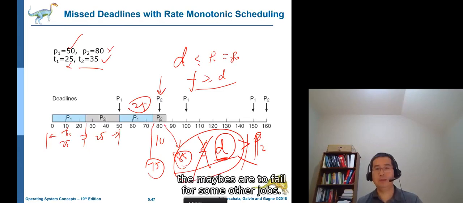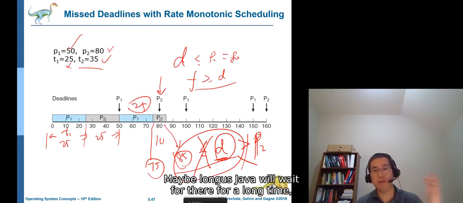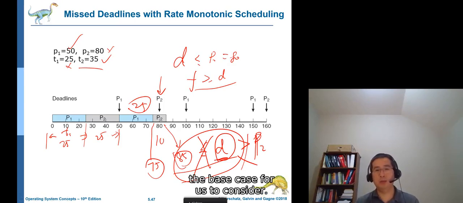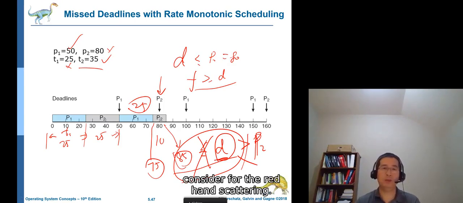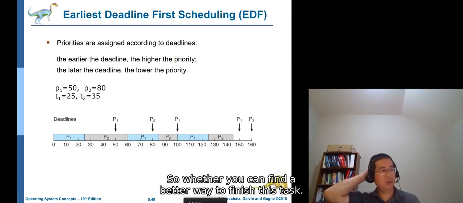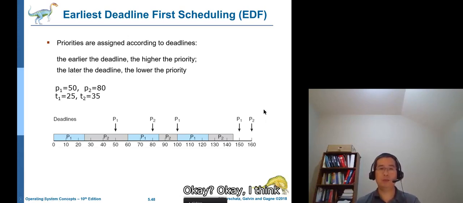Similar to first come first served and shortest job first, it may fail for some other jobs. Maybe the longest job will wait for a long time, starving, and first come first served also didn't consider priority and shortest jobs. So this is only the base case, the simple case for us to consider for real-time scheduling. Okay, let's continue to improve it. Whether you can find a better way to finish this task.